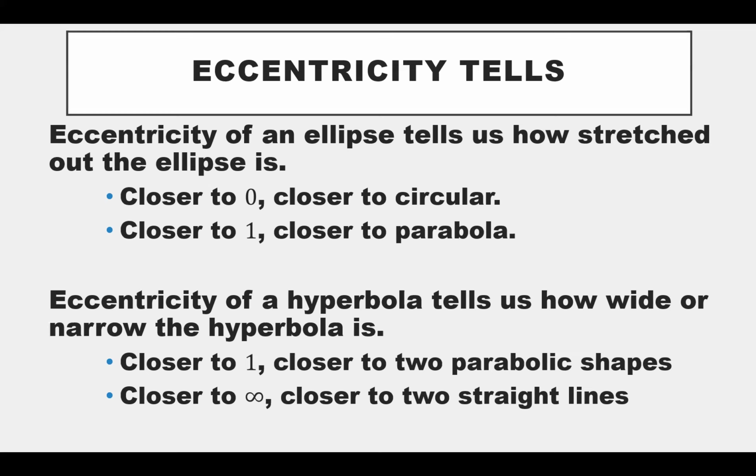But there you go. Now we've looked at a lot of features of conic sections. We've shifted conic sections. We've rewritten conic sections into their standard form. We've got features of those conic sections once they're in standard form. And we've investigated the eccentricity and what that tells us. So this is the end of this video on conic sections.